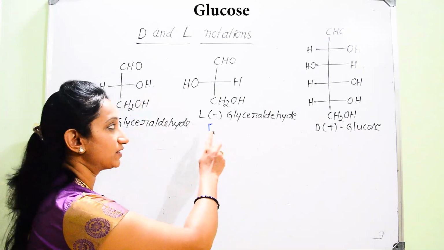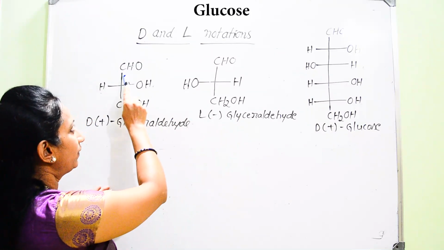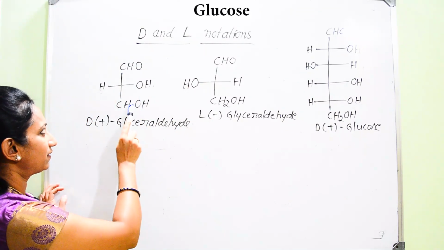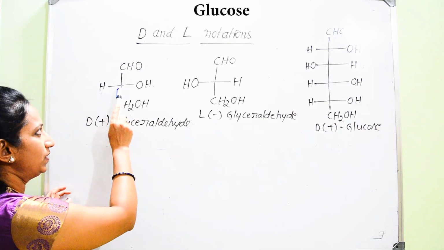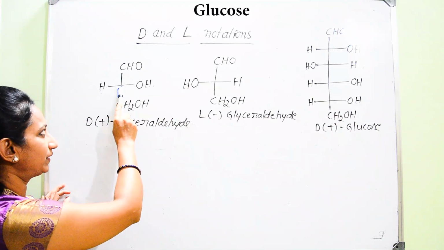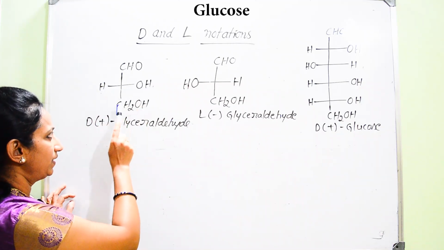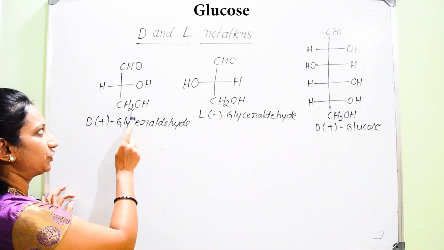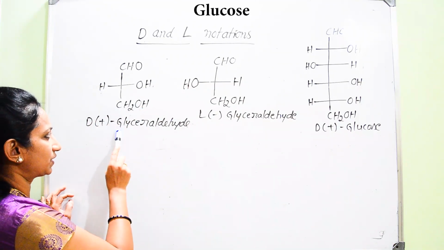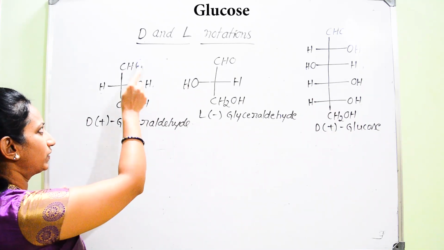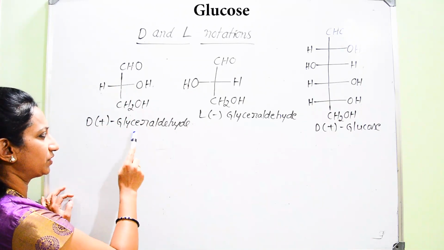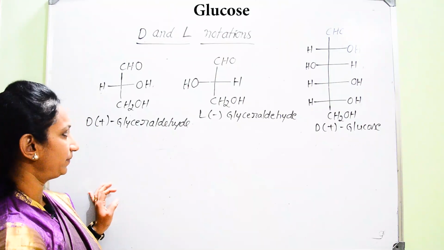Glyceraldehyde is also one of the monosaccharides, which we can represent by CHO. Here there is a central carbon atom, and on either side it is attached to H and OH, and next CH2OH. So this is the structure for glyceraldehyde. It is one of the important configurations with respect to glyceraldehyde.